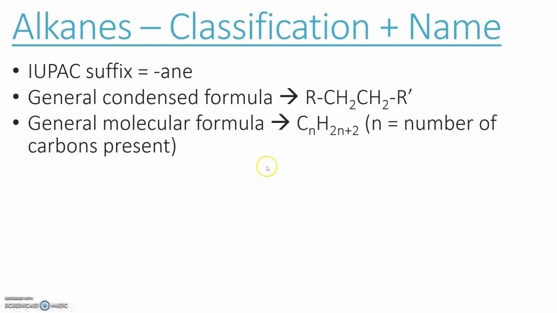Okay, the general formula is CnH2n+2. So if C was 4, we would have 10 hydrogens. The general condensed formula is RCH3CH2R', where R and R' are just different alkyl groups.